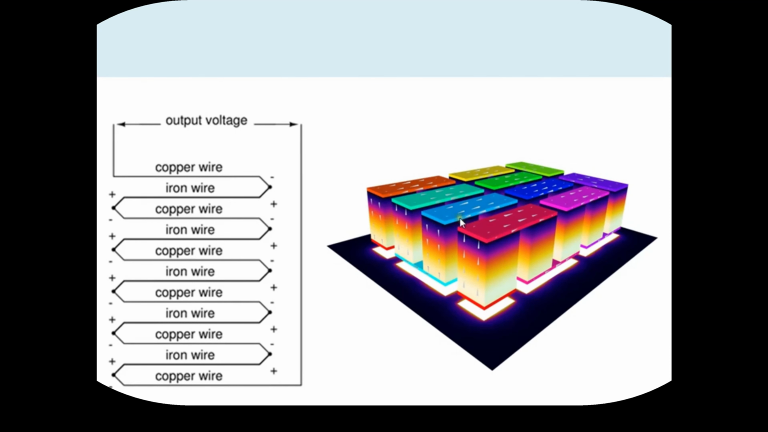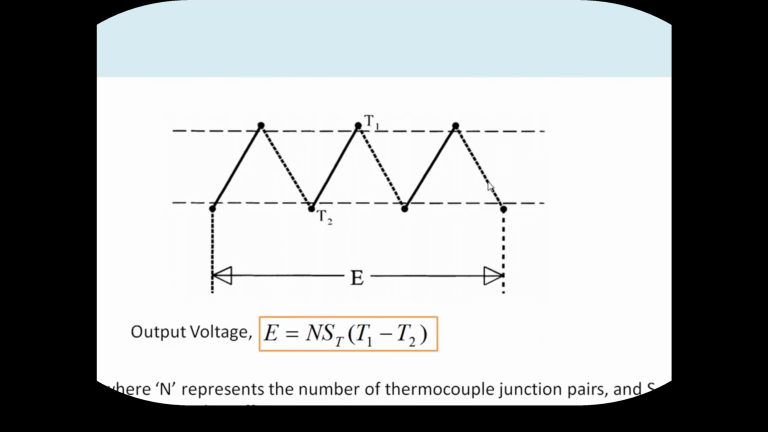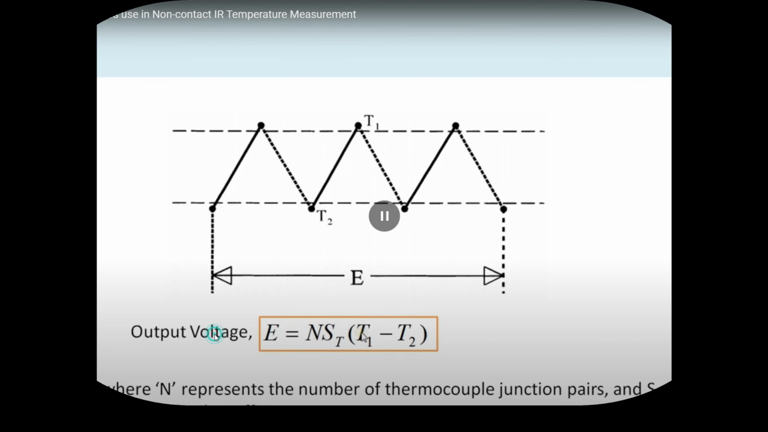They are all connected in parallel, and these hot junctions are exposed to the temperature that needs to be measured. So the equation of this thermopile is given by output voltage E equal to N into S into (T1 minus T2), where N is the number of thermocouples present in the thermopile, whereas S is the Seebeck coefficient of the thermocouple. The Seebeck effect that we talked about previously is the sensitivity of the thermocouple device with the temperature.